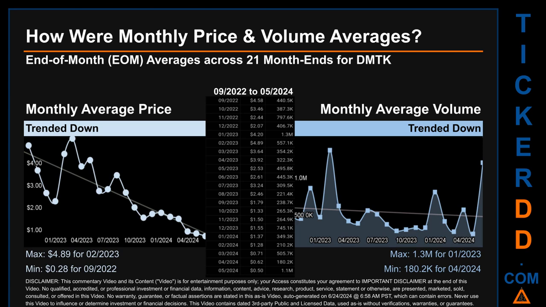The maximum end-of-month average price was $4.89 for 02/2023 while the minimum was 28 cents for 09/2022. Looking at volume, 01/2023 and 04/2024 respectively saw the highest and lowest monthly average volume at 1.3 million and 180.2 thousand.